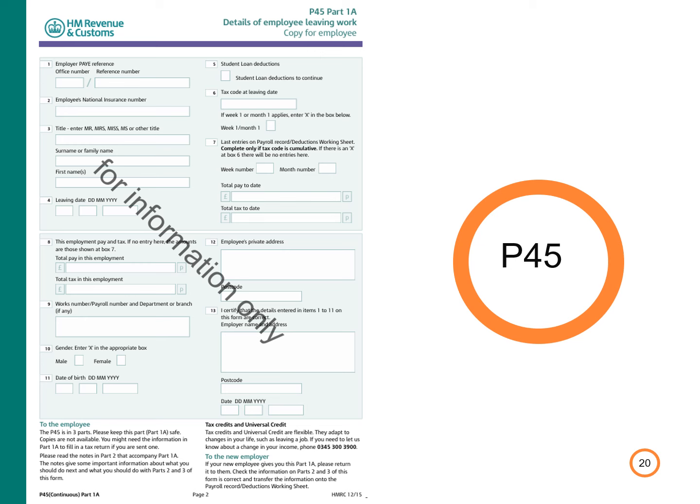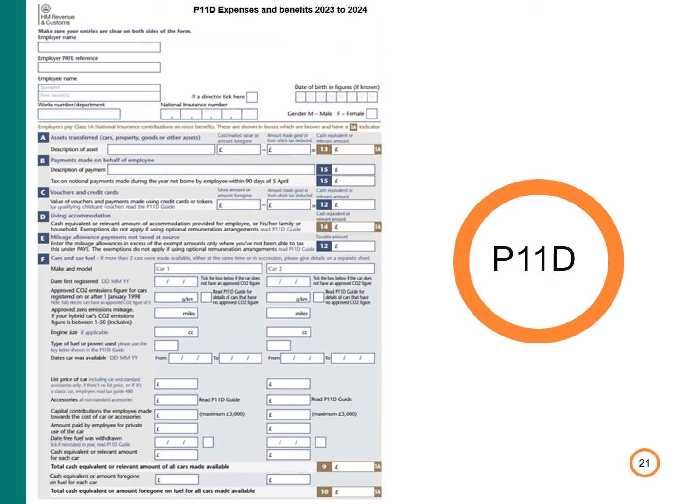If you left an employer during the year, you'll need Part 1A of the P45 your employer gives you when you leave. If you received any taxable benefits or expenses, like a company car, van or medical benefit, you'll need your P11D. Your employer gives you this by the 6th of July each year. However, if your employer deals with your benefits through payroll, you won't have a P11D. The benefit is included in your P60 figures. If you're not sure, check with your employer.